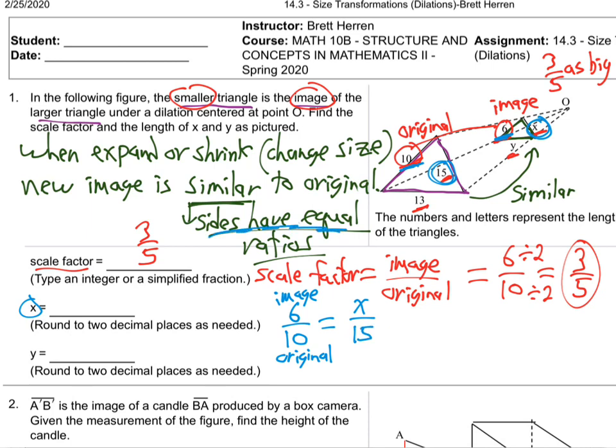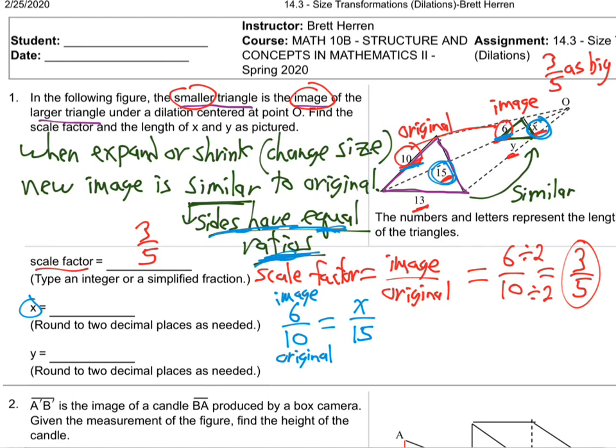Sides have equal ratios. We learned that earlier in the course when we studied similarity. If two shapes are similar, if these two triangles are similar, and they are because the small one is just a shrunk down version of the big one, it's just a size transformation, 3/5 as big as the original one, then the ratios of the sides are going to be equal. These two ratios are equal, so we can use that to solve for x.